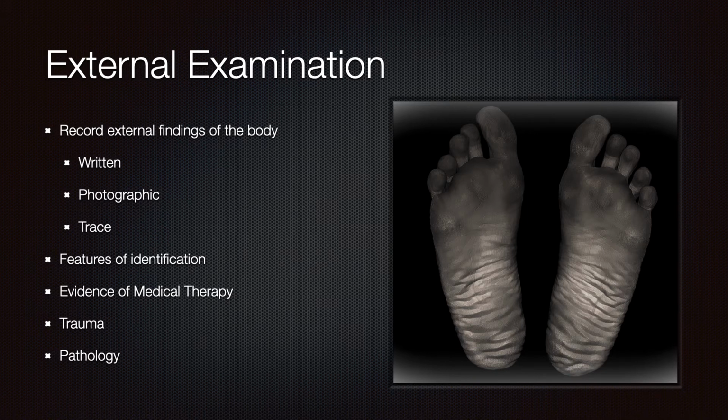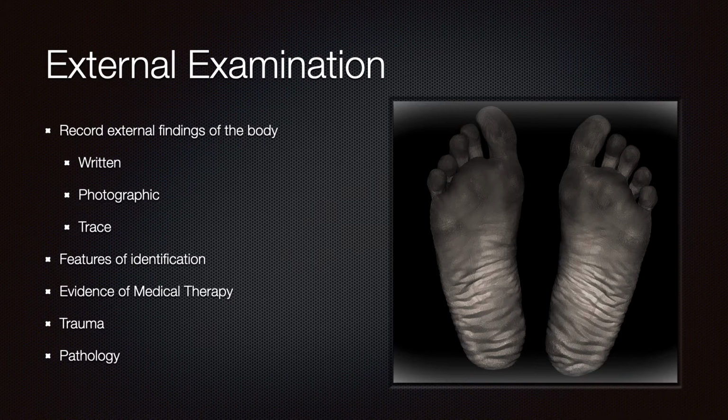In a hospital autopsy, the most important aspect of the external examination are the features of identification and evidence of medical therapy. So documenting medical therapy includes photos of dressings, recording dates and initials written on dressings, recording the presence of all tubes, lines, and devices, as well as all scars and surgical incisions.